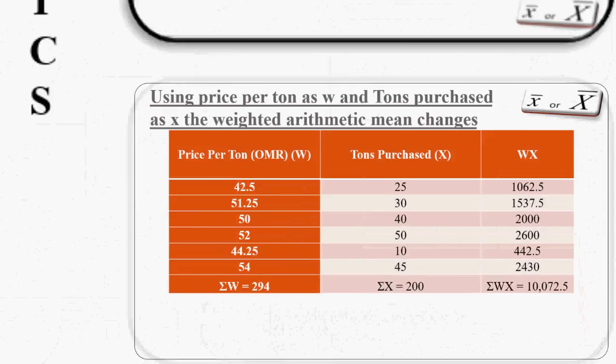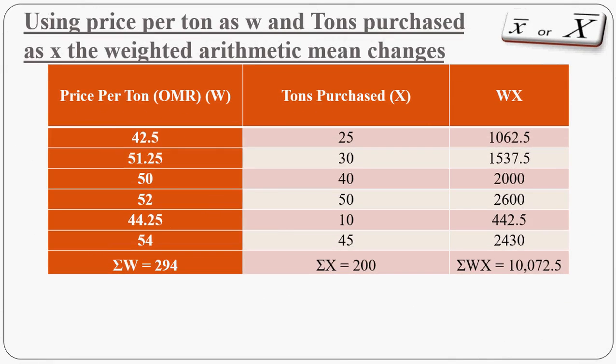So let me explain the same problem. You need to very keenly observe. On the top, I have made price per ton as W, and tons purchased as X. So the weighted arithmetic mean here will change. It is not the same as what I had done earlier. Here it will change. Why? Because tons purchased I assume as X, price per ton as W.